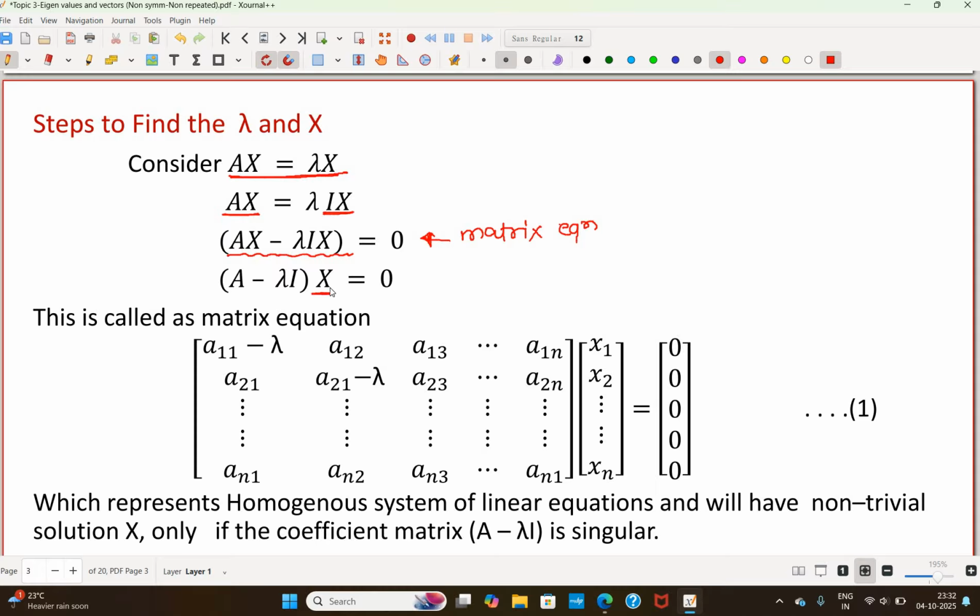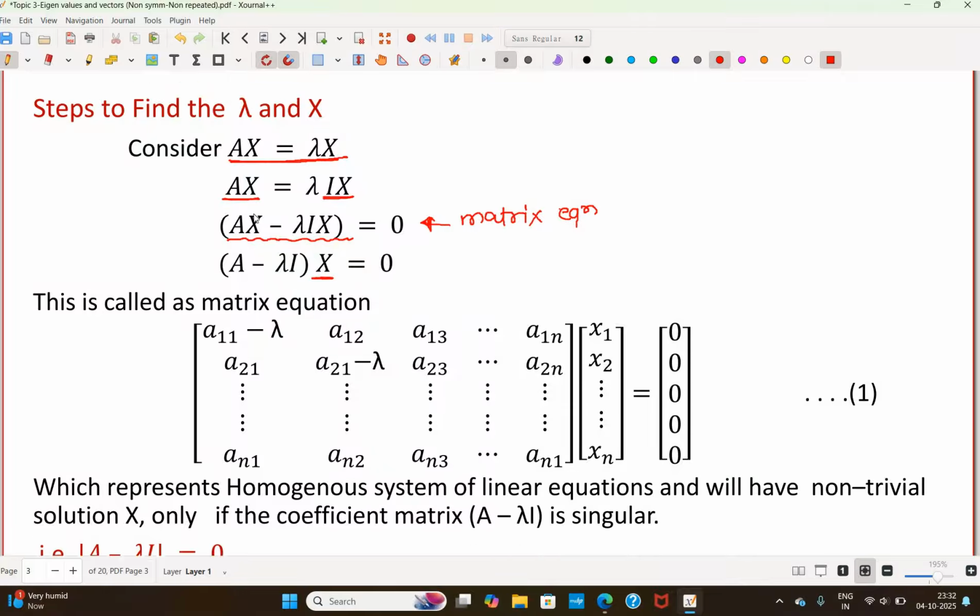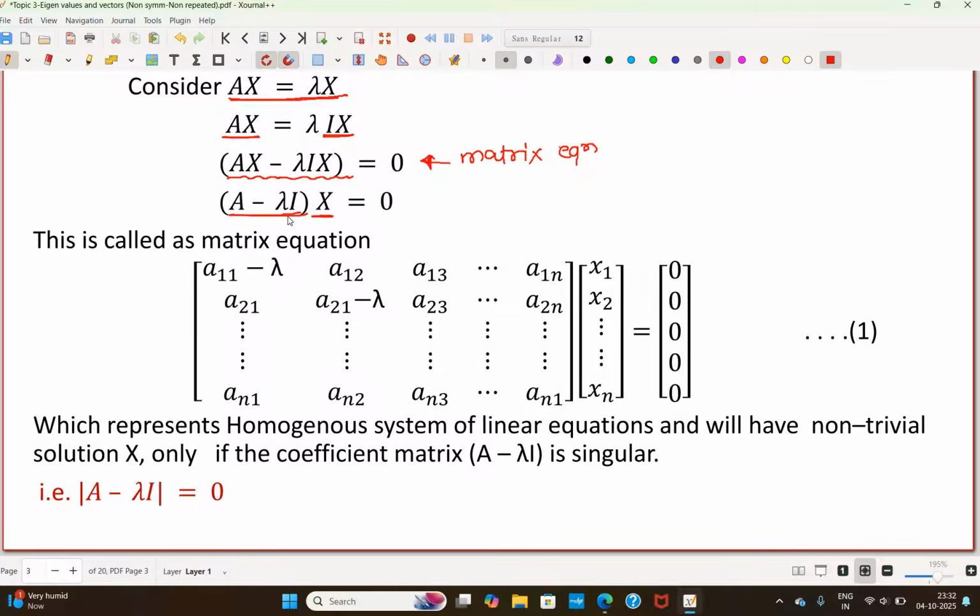Now X being a column vector, we are separating it, and in the bracket we have A minus lambda times I multiplied by X is equal to 0. Now carefully look into this particular round bracket. We can simplify the round bracket in this way: A11 minus lambda, because I is the identity matrix, so lambda times I is nothing but all diagonal elements as lambda and the rest of the elements as 0. So A11 minus lambda, and the rest of the elements as they are.